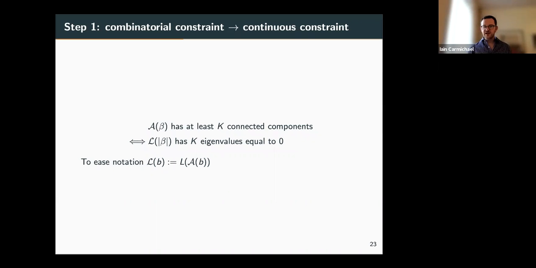And so to ease notation a little bit, I'm going to write mathcal L of beta to be the composition of the Laplacian and the adjacency matrix. So L of beta is just going to be the Laplacian.